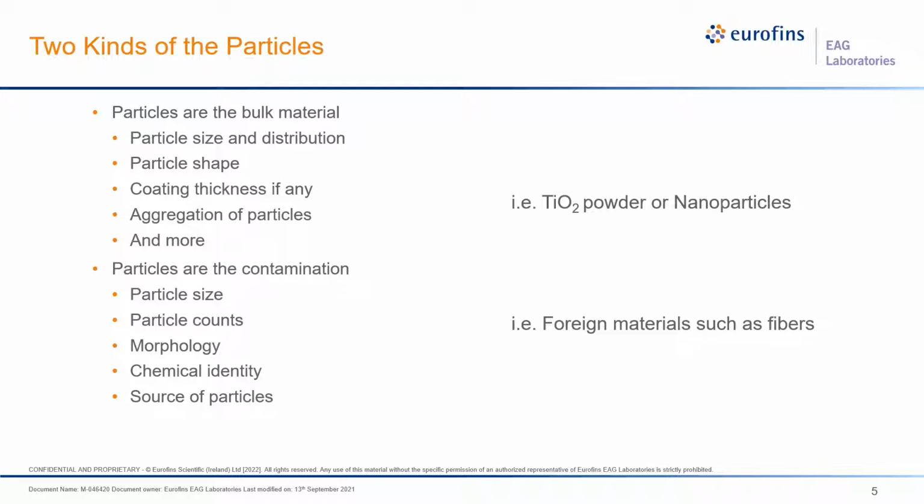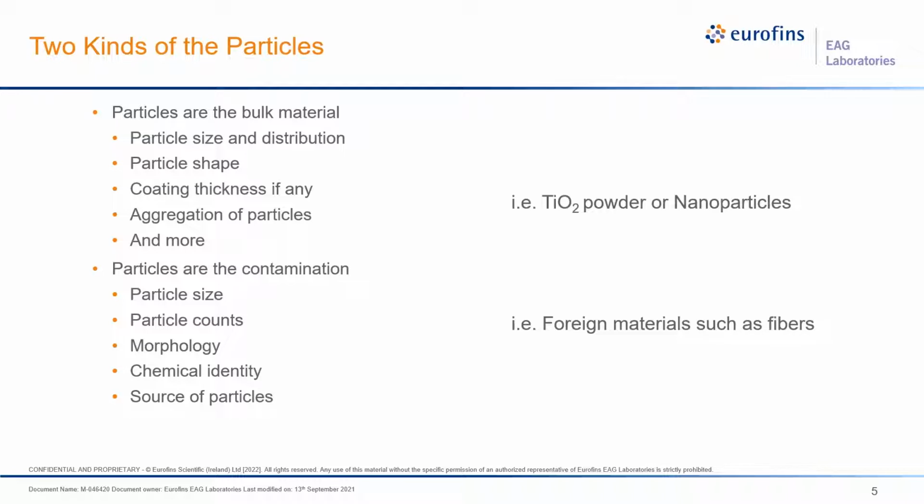Some examples of this kind of powder materials are titanium oxide, which is fairly often used in industries, and nanoparticles as well. The other part of the particles are the ones we don't like. They're generally contaminations. We also want to gather information about them as well. We want to know the particle size and how many particles are there, and the general morphology of it, and of course, chemical identity as well.